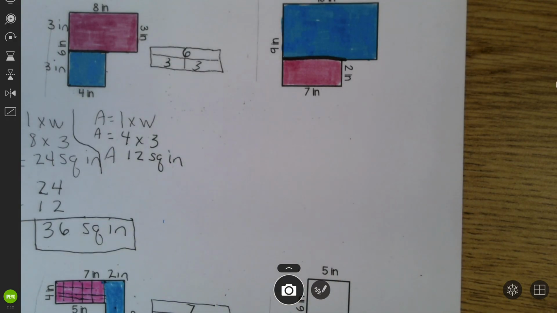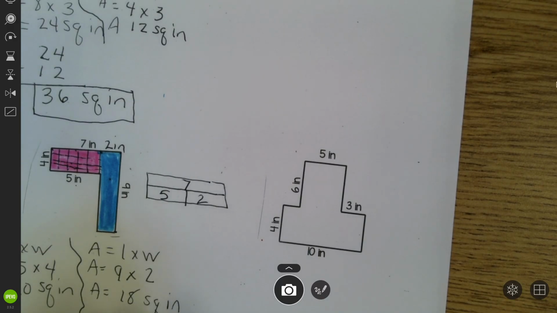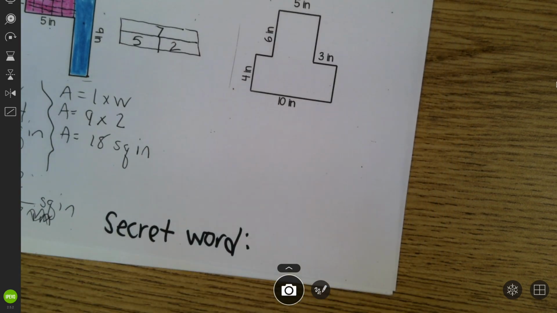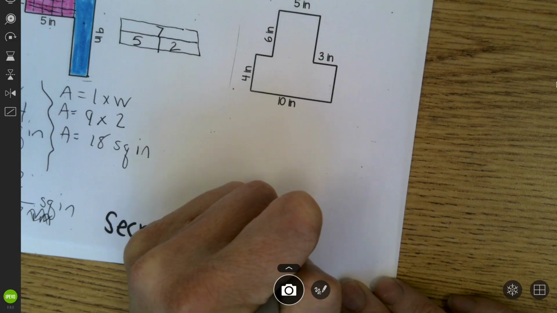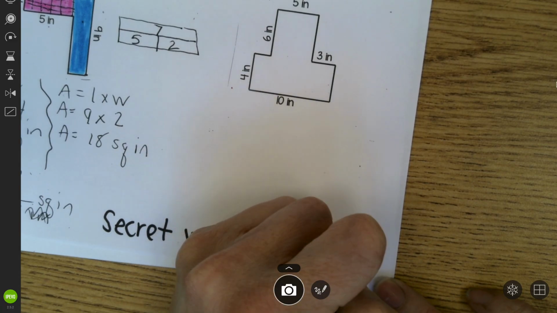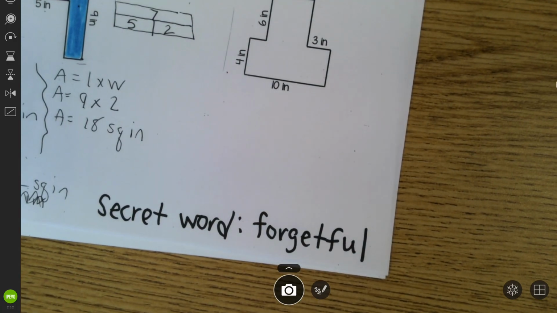Oh my goodness, the secret word. Woo! Holy moly. I would have gotten in trouble tomorrow. The secret word is forgetful. I can be very forgetful sometimes. Forgetful. All right, guys, I'll see you in the morning.